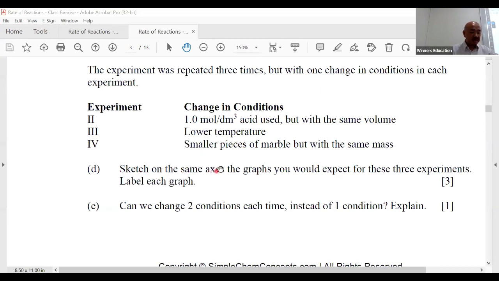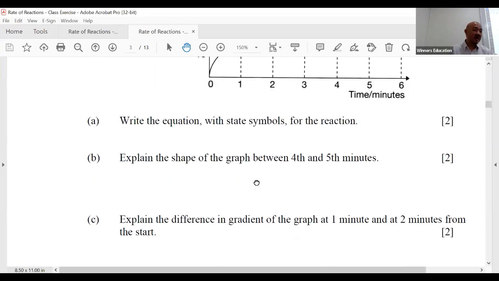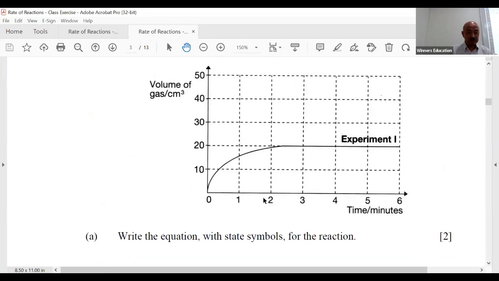Sketched on the same axis, so based on the graph you expect for these 3 experiments, label each graph. So we're going to superimpose. Always comes out for 3 marks, damn good. Follow me closely, it's not anyhow and there are some rules. So here we go.